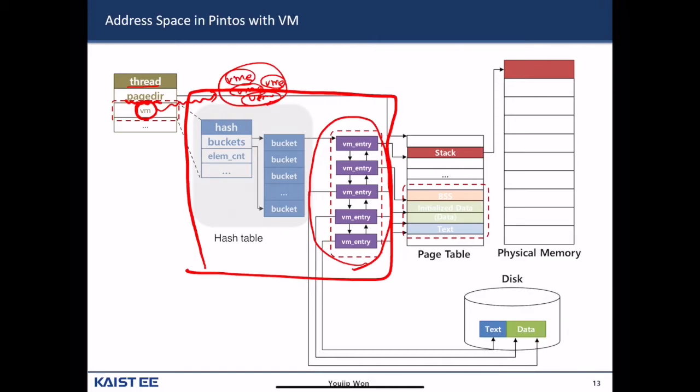So in the skeleton Pintos, there is a page table, and there is physical memory, and there is a disk. But the original Pintos does not have a set of virtual memory entries. So this is the part you are going to add. Remember, this is Pintos. This is a toy operating system. So we are adding a hash table that contains VM entries, each of which represents the page table pages.